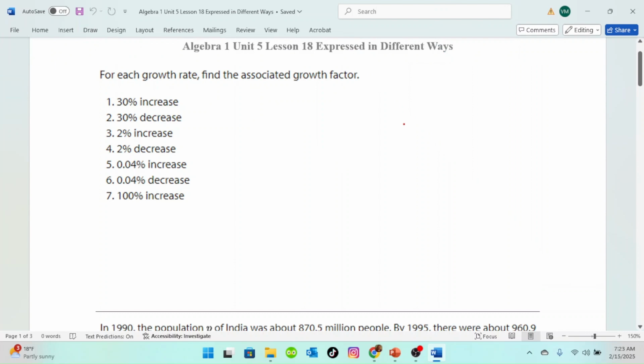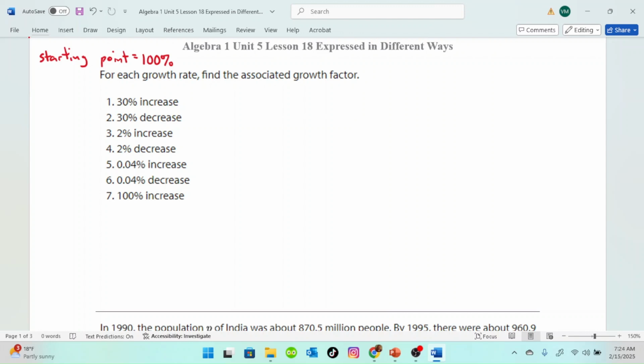Now we can begin the practice problems. The first practice problem says for each growth rate, find the associated growth factor. So a couple of things we need to make sure you understand first. The starting point is going to be 100%. That will be your initial amount. So 100% maintains that starting amount.